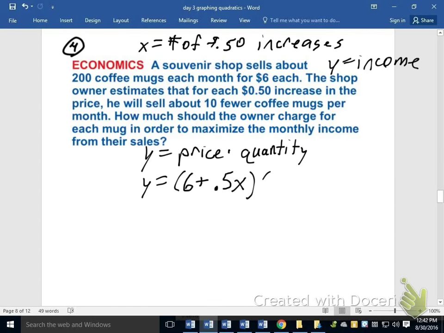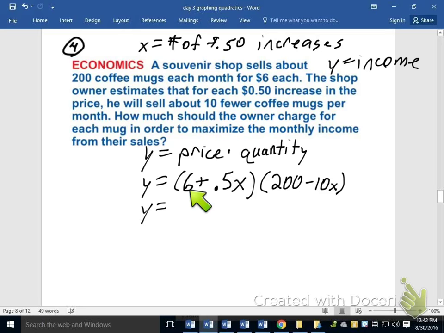Alright, now what about quantity? Well, as he charges more, there's going to be less demand for it. So the quantity is going to be 200, which is how many he's selling right now. But that's going to go down by 10 mugs each time he increases the price. And there's my setup.